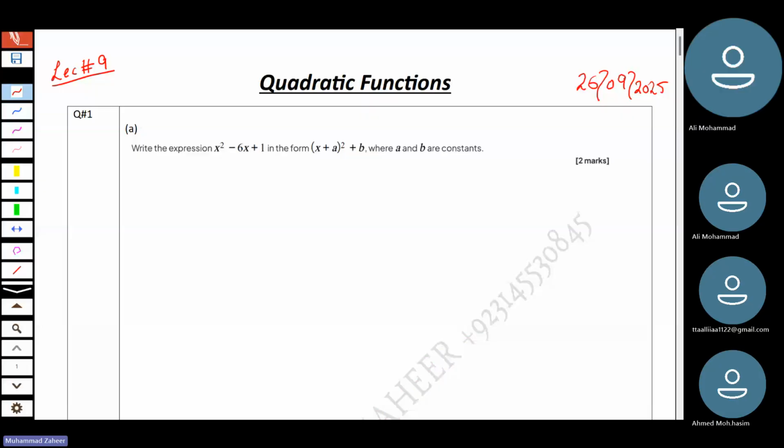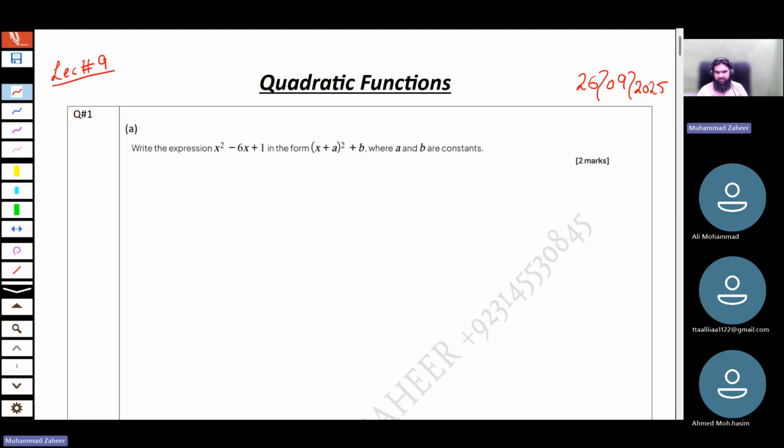Last class, we completed our functions topic. In today's class, we are going to talk about quadratic functions. We have completed the basic functions, in which we covered the composition of functions, inverse functions, their domain and range, and the relationship between the graph of a function and the graph of its inverse function.